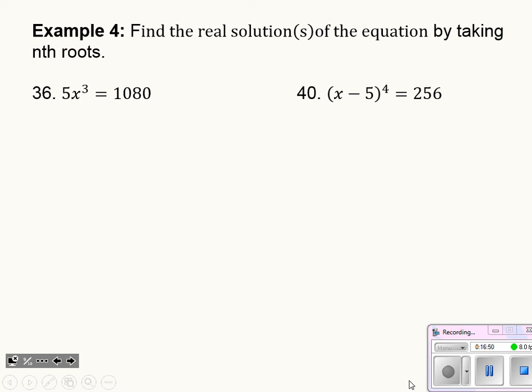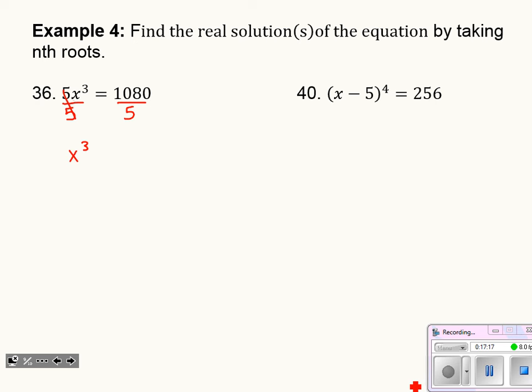The last thing we're going to cover today is finding real solutions of an equation by taking the roots. So now we don't need to factor, we just need to solve. And solving without having to factor means we'll typically end up with only real solutions if possible. So for 36, man, I see a cube that I need to undo, but that 5 out front is kind of getting in the way. I need to divide that 5 out first.